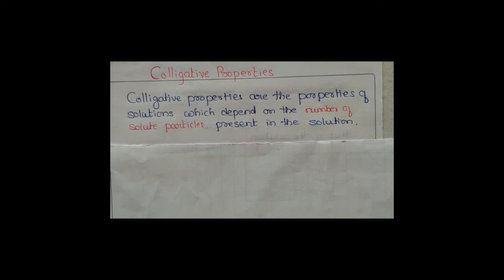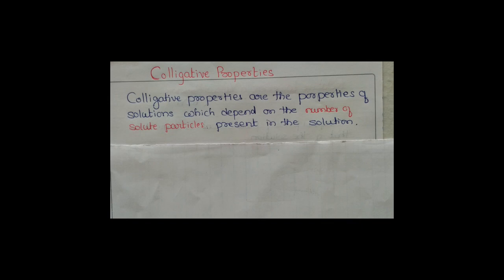In this we are going to discuss the colligative properties. We know all compounds have some different properties. For example, a liquid has boiling temperature, density, viscosity, surface tension. Similarly here we are going to discuss colligative properties. So what do we mean by colligative properties? Colligative properties are the properties of a solution which depend on the number of solute particles present in the solution.